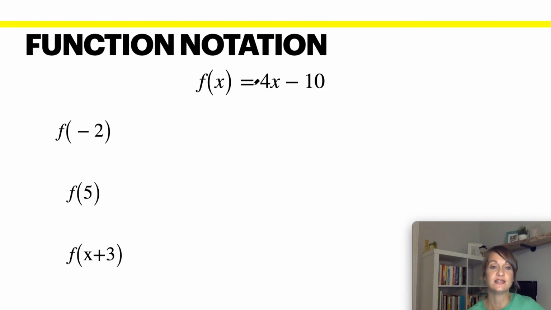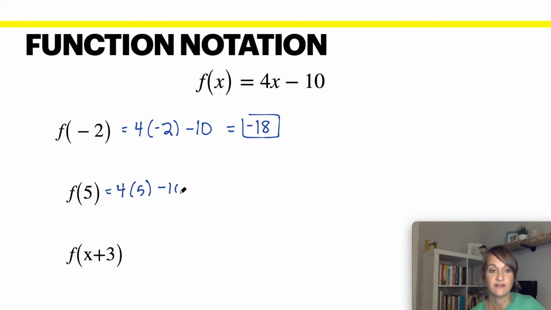Function notation is where you're going to substitute a value in for x. This is f of x, which is why the variable is denoted by x. We're going to plug -2 in for x. So we'll get 4 times the value minus 10, and we input -2. 4 times -2 is -8. -8 minus 10 is -18. Now we're going to plug in 5 into our variable. So 4 times 5 minus 10 is going to give us 10.